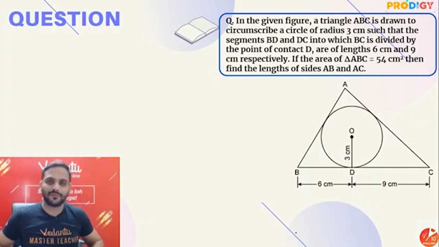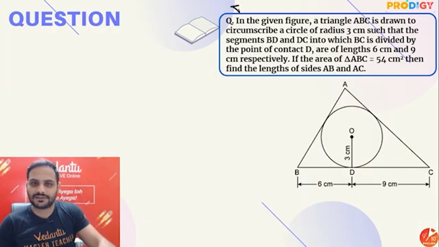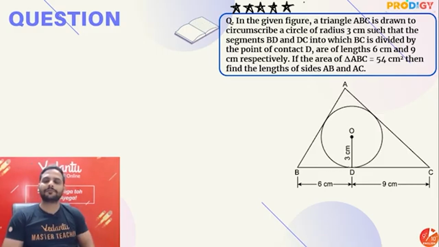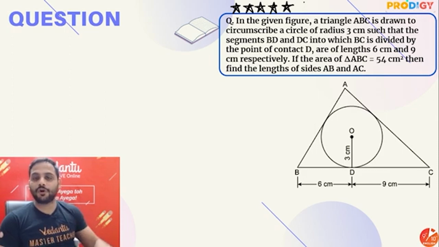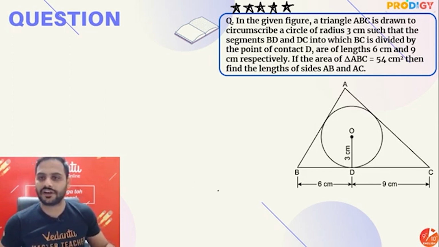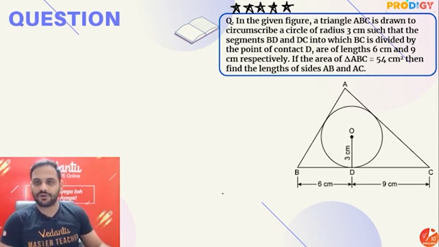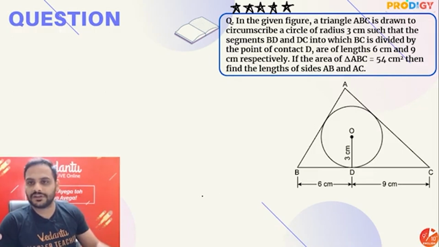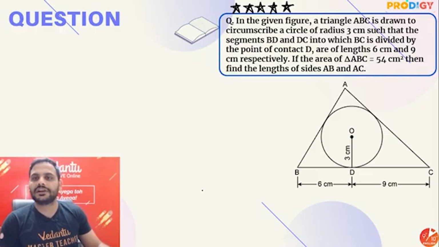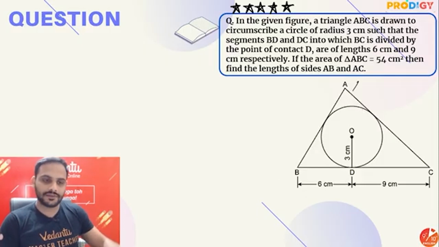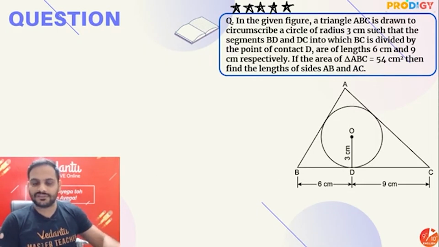Now amazing, most important question for today's class. Let me mark this 3 stars or 5 stars. Very important question. Alright, what this question says, let's read carefully. In the given figure, triangle ABC is drawn to circumscribe a circle of radius 3 centimeter such that the segments BD and CD into which BC is divided by the point of contact D are of length 6 and 9. Okay, if the area of triangle ABC is 54 centimeter square, find the lengths of AB and AC. Alright, AB and AC we need to find out, where we know BC is 6 plus 9, 15.